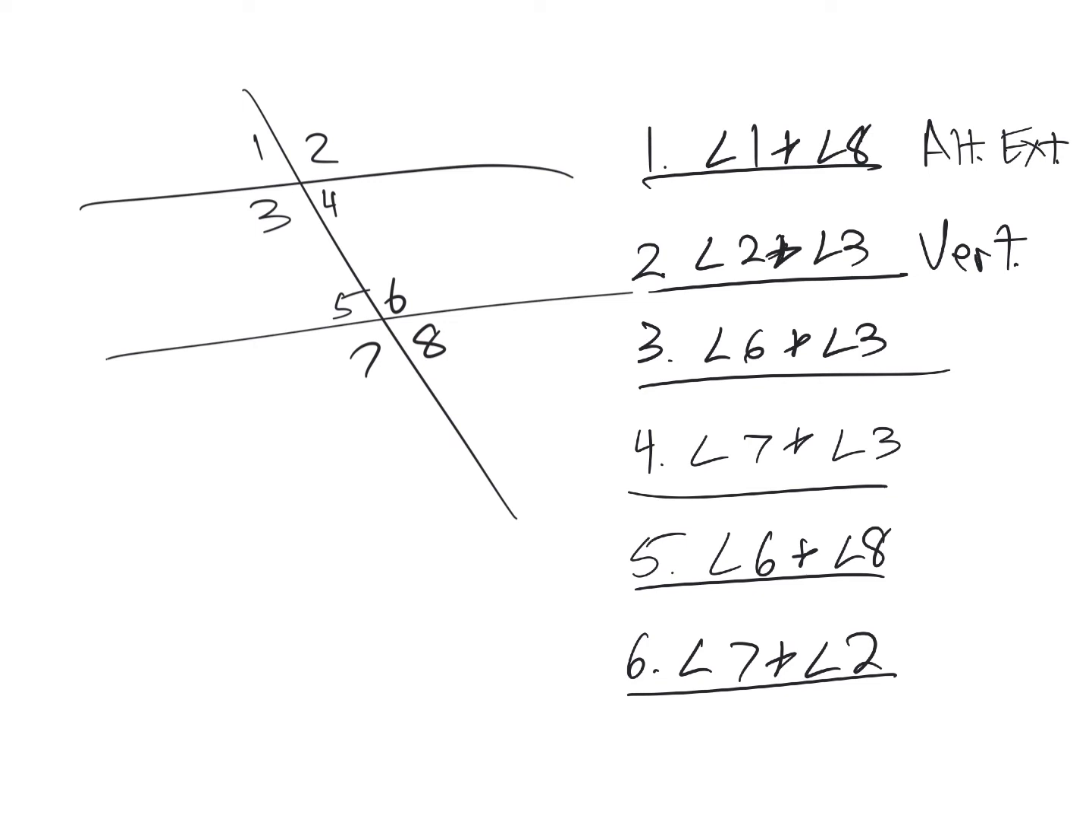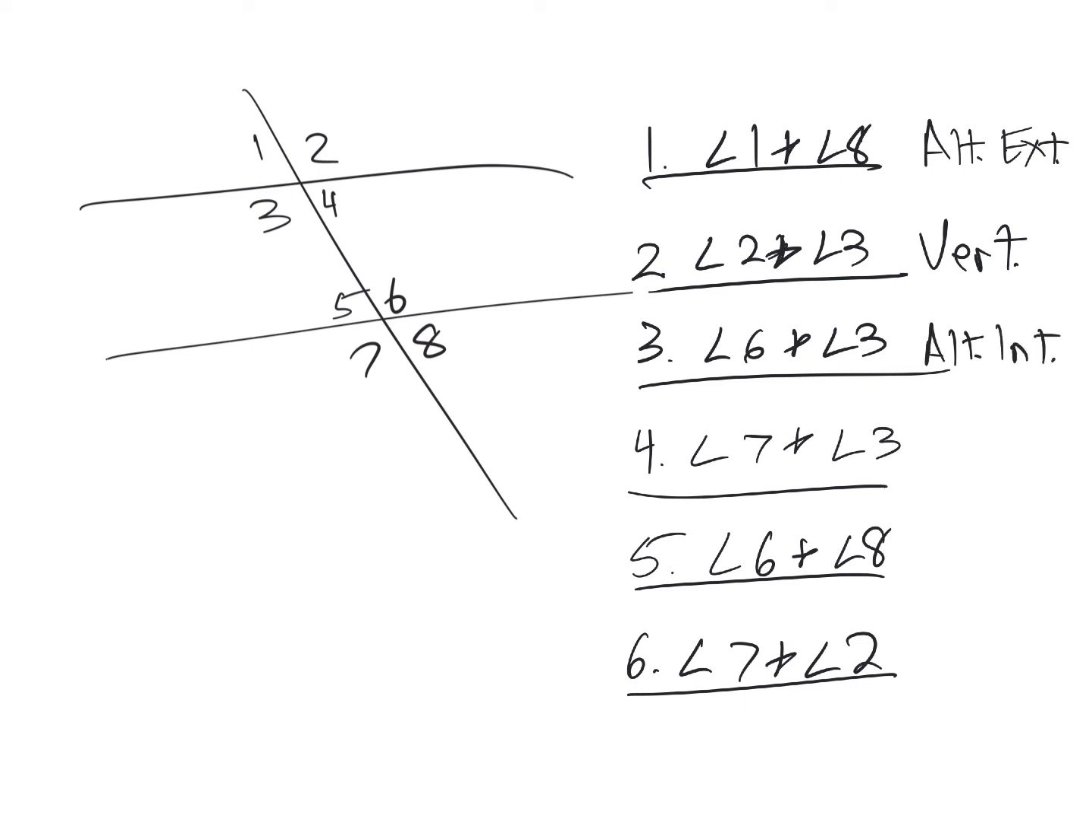Angle 6 and angle 3, again, look at your transversal. They're alternating. Just call it verticals? Like just put vertical? Oh, for number 2? Yeah, vertical angles. Vertical's fine. Okay. 6 and 3 are alternate interior angles.